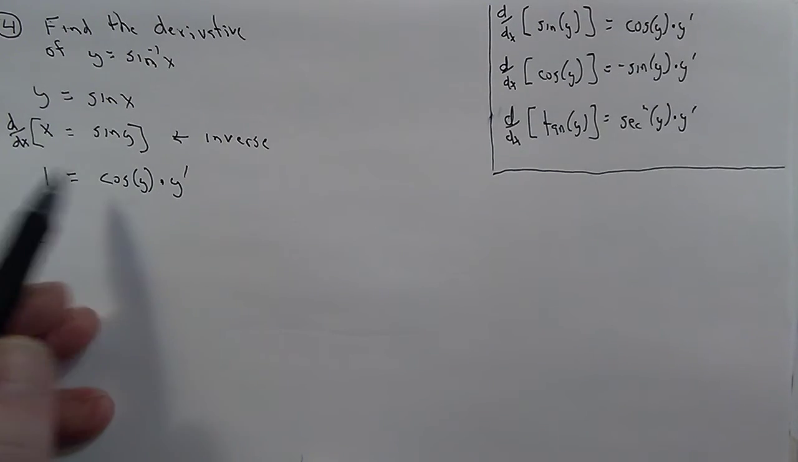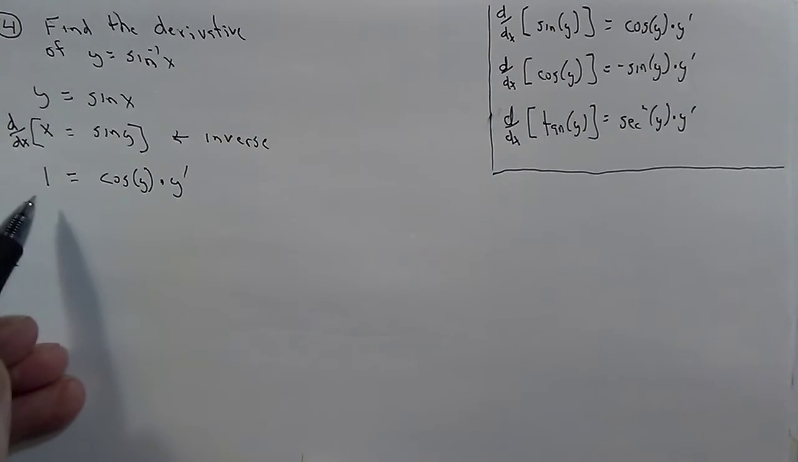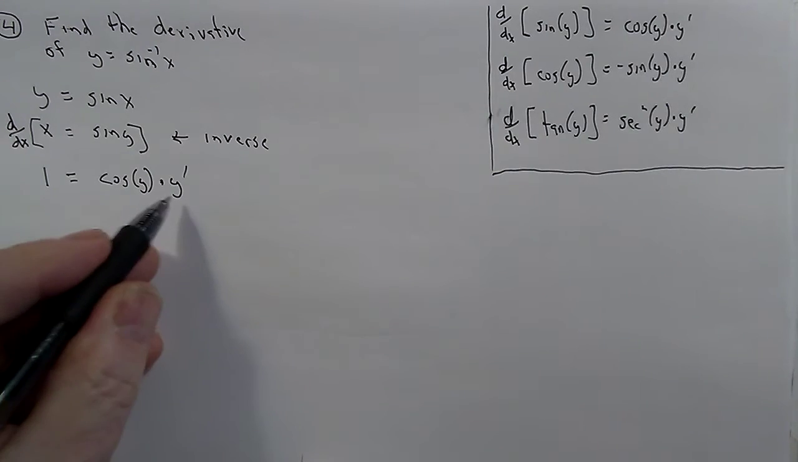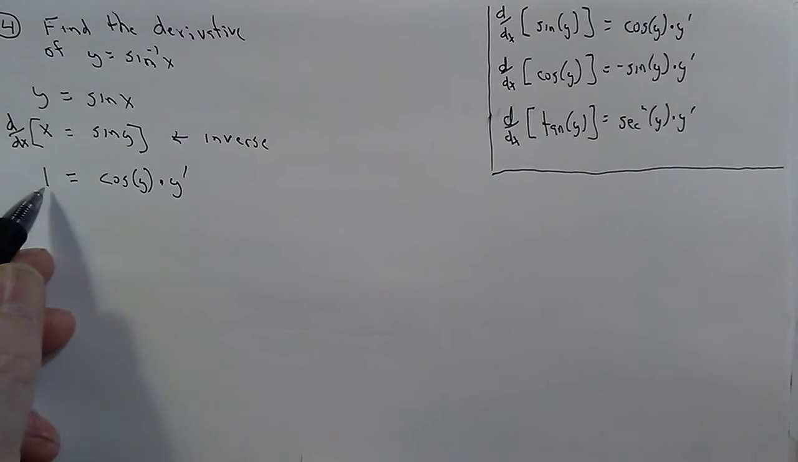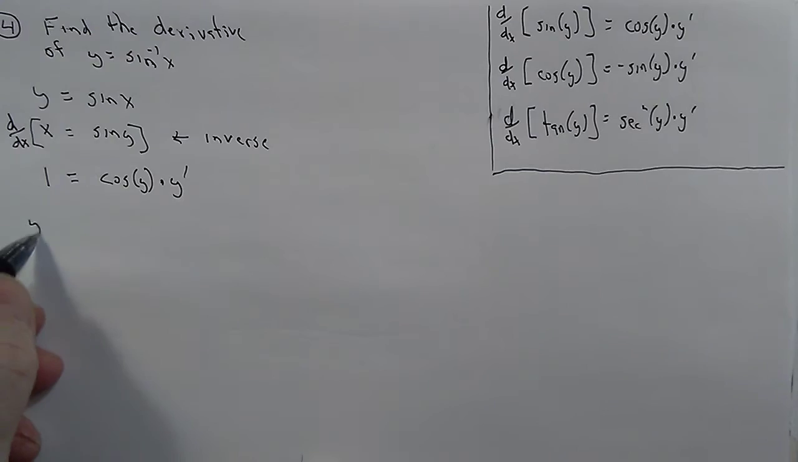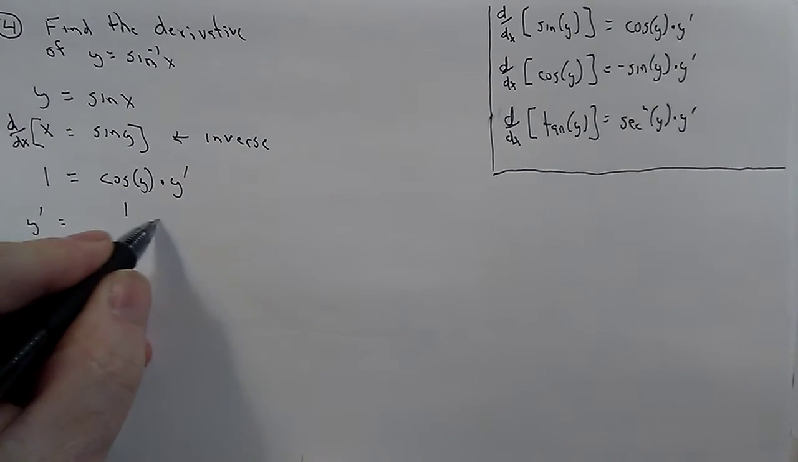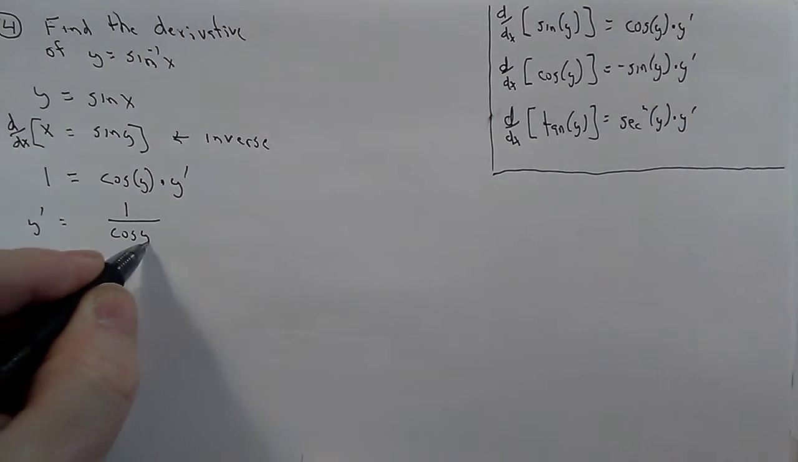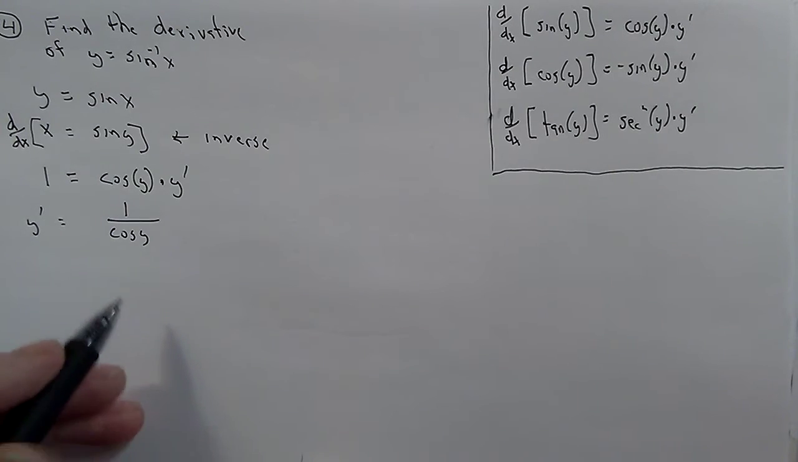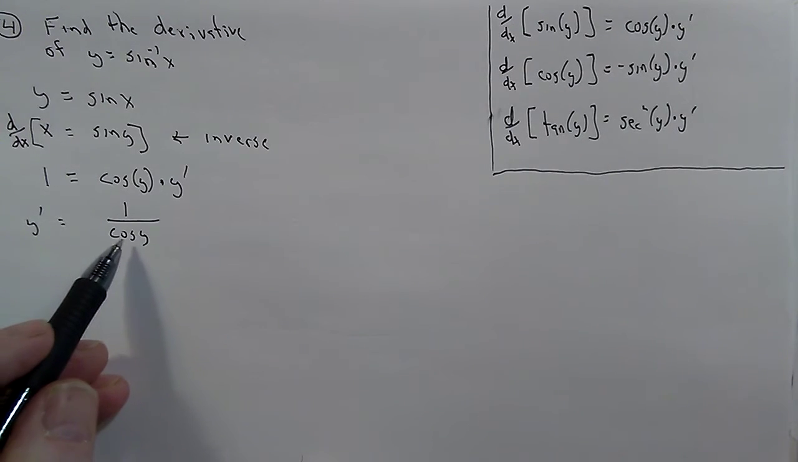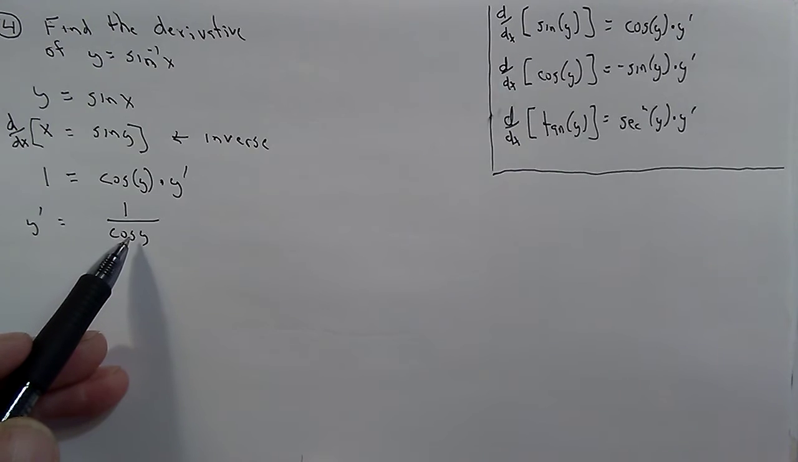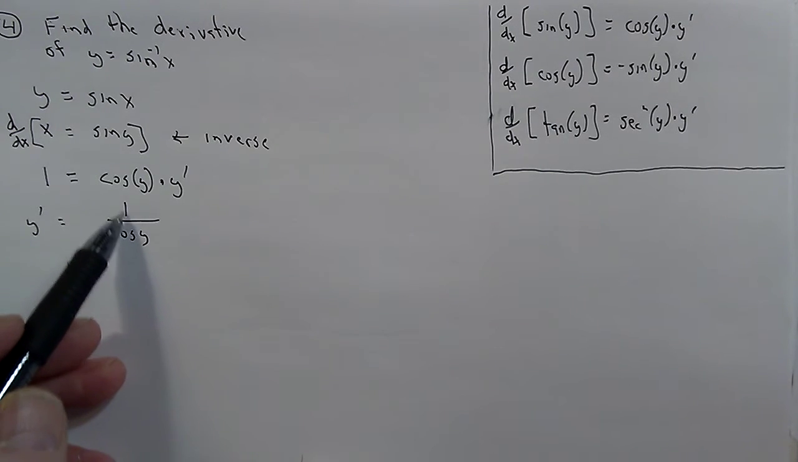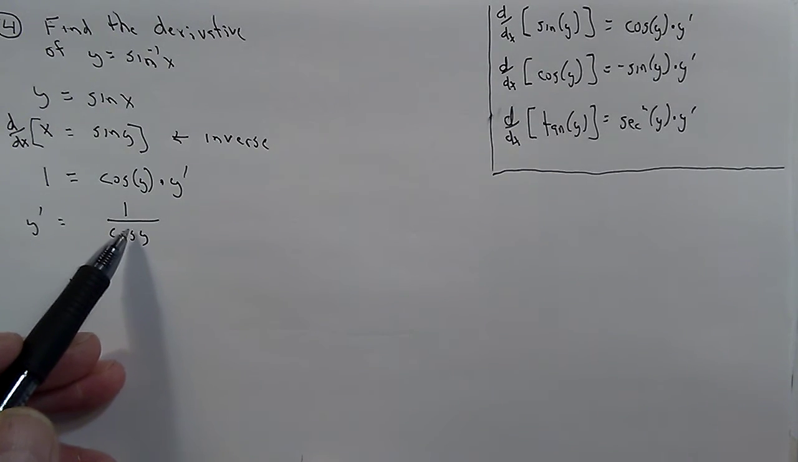And I'm going to move terms to the other side, so y prime's over here. But divide both sides by cosine, you get 1 over cosine. So y prime equals 1 over cosine y. But now we started with a function with x's in it, and we ended up with a function with y's in it. That's really kind of a bummer, right?